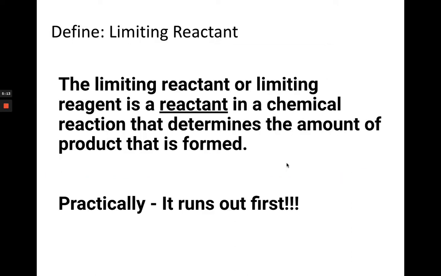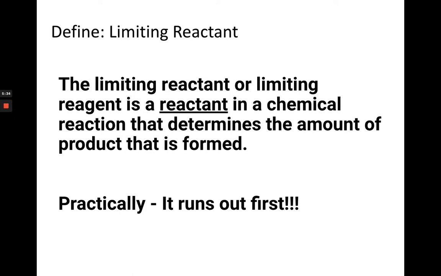Okay, so hopefully we've proved that method works. Now I want to talk to you about a term that's going to be important later on. It's called the limiting reactant. Now the limiting reactant or limiting reagent is a reactant in a chemical reaction that determines the amount of the product that is formed. And practically speaking, it means it's the reactant that's going to run out first.